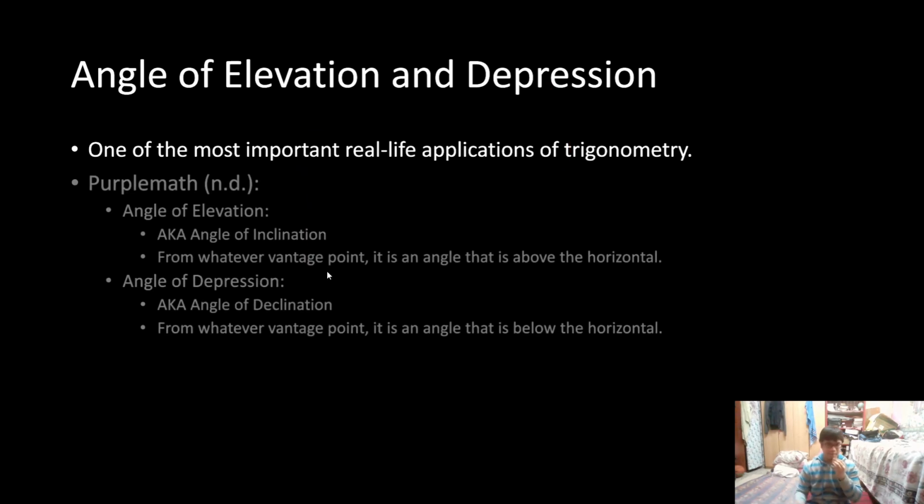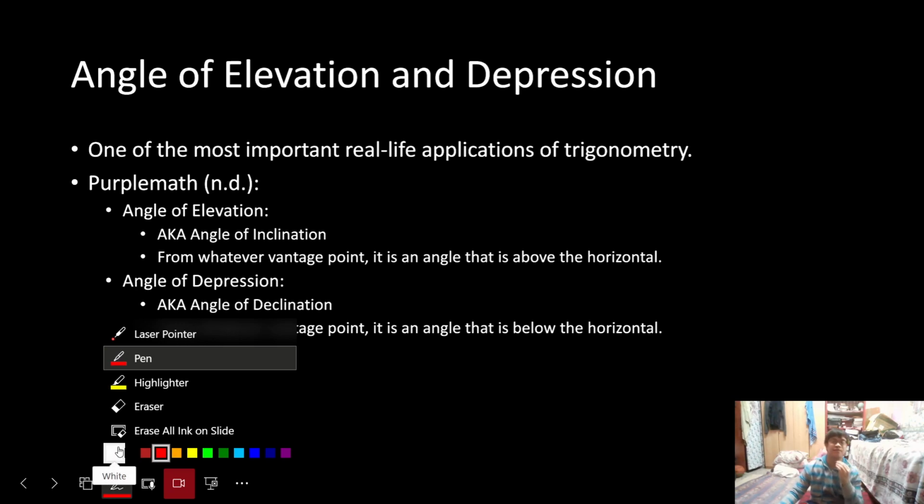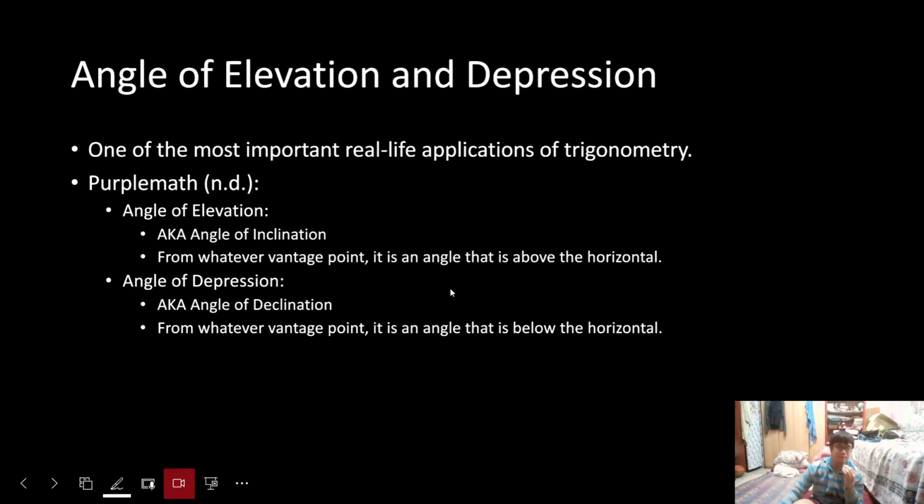According to the purple math, angle of elevation is also known as the angle of inclination, and angle of depression is also known as the angle of inclination. So here, just basically to summarize what I just said earlier, from whatever vantage point, angle of elevation is above the horizontal line, and angle of depression, from whatever vantage point, is an angle below the horizontal line. Okay, below the horizontal line.